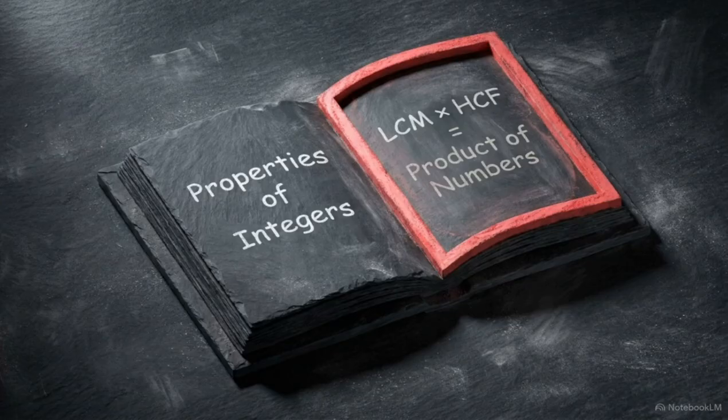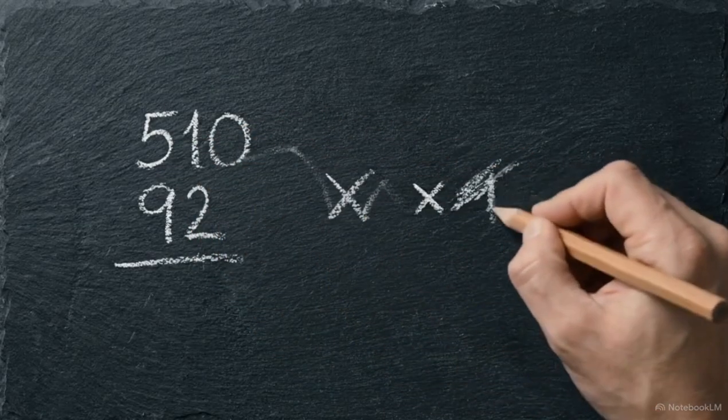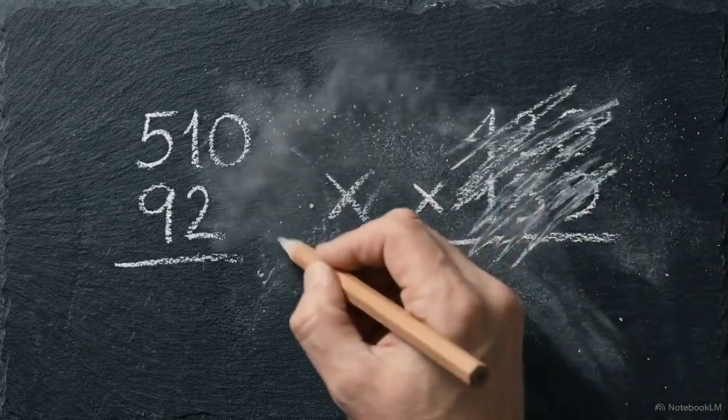This identity is a property of integer pairs. It acts as a reliable check on your factorization steps. Verification becomes even more useful as numbers get larger and mental math becomes difficult. Let's try 510 and 92.